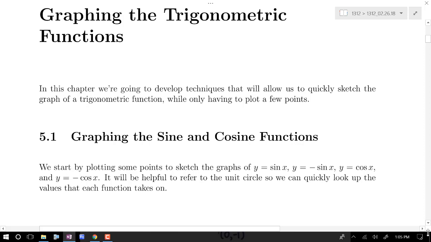We're going to spend a little bit of time figuring out what the graphs of sine x and cosine x look like, and then use that to make some observations about how changes in the equations themselves will result in changes in what the graph of the function looks like. So we could develop a kind of procedure to tackle how to graph maybe more complicated trig functions.